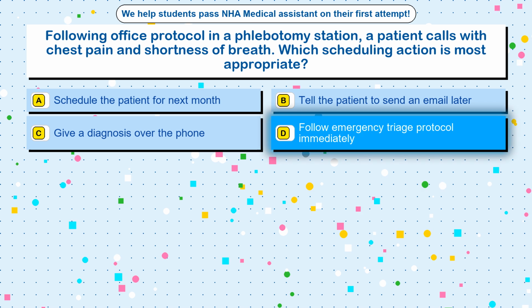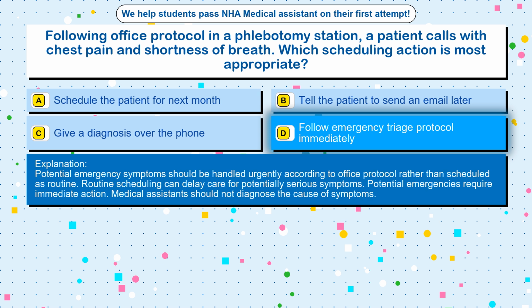The correct answer is option D, follow emergency triage protocol immediately. Potential emergency symptoms should be handled urgently according to office protocol rather than scheduled as routine. Routine scheduling can delay care for potentially serious symptoms. Potential emergencies require immediate action. Medical assistants should not diagnose the cause of symptoms.